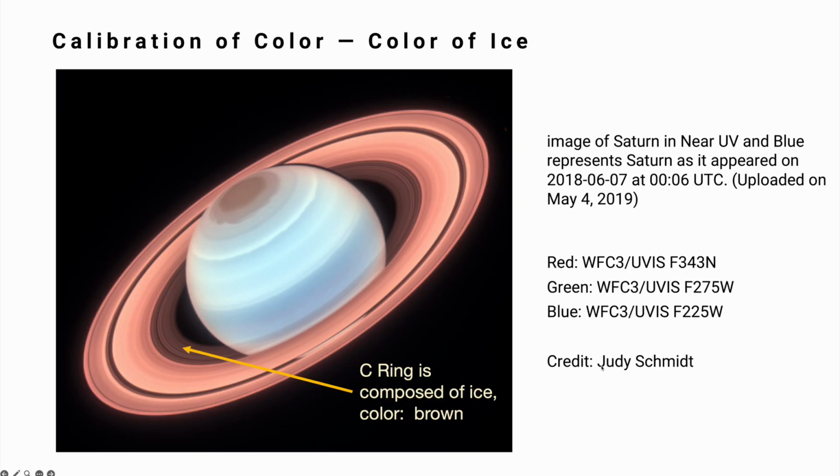So in Saturn, we know from the Cassini probe that the C ring is composed of ice. So there's a little bit of space in between some of those particles, but we know that that color now gives us a calibration that it is the color of ice, brown.